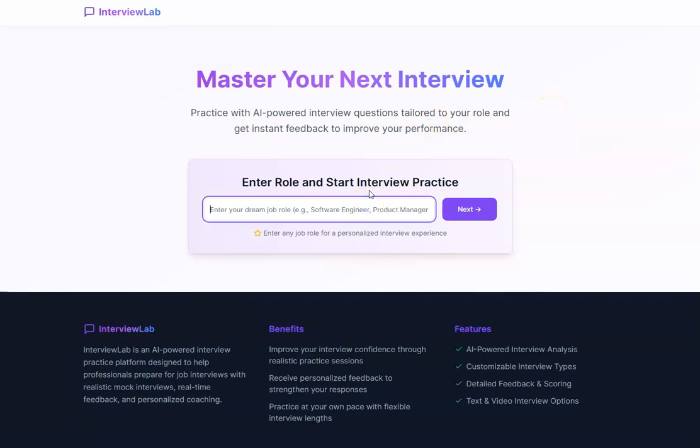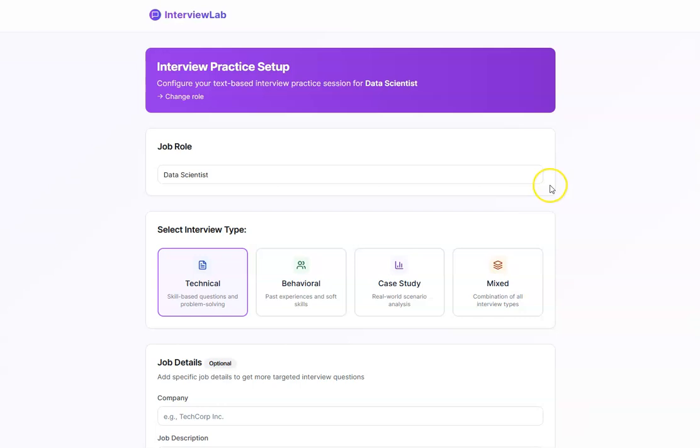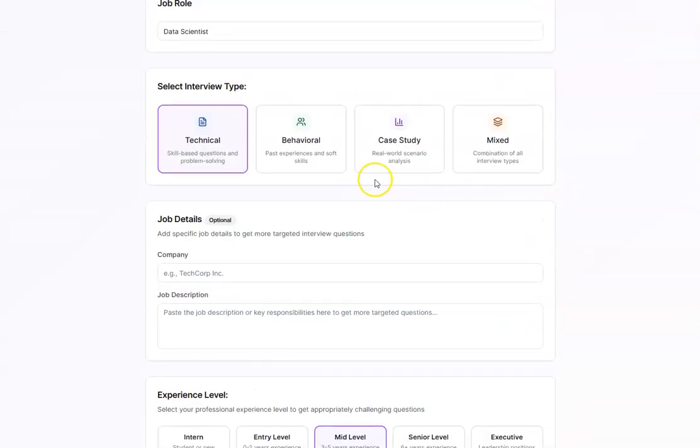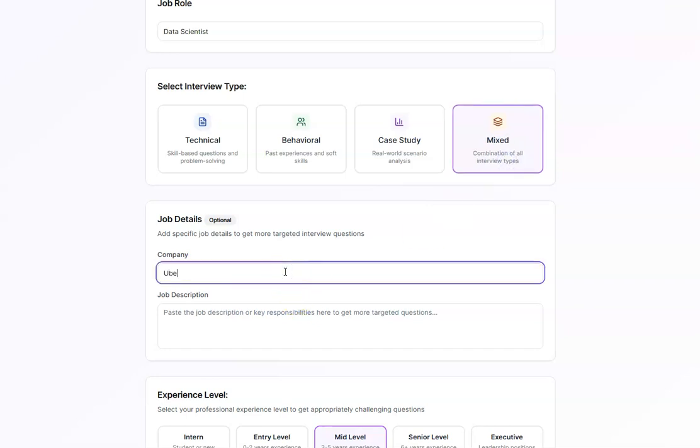To get started, let's enter a role. Here I put data scientist as an example and click next. On the second page, you can choose either technical interview, behavior, case study, or a mix of everything. I would choose mix here. The company I'm interested in is Uber.